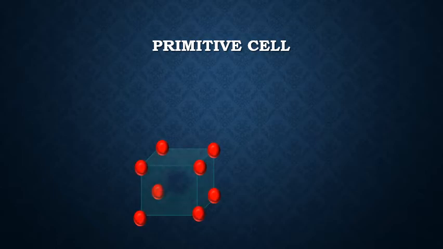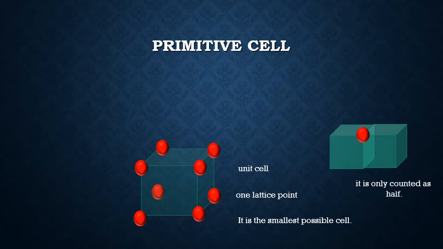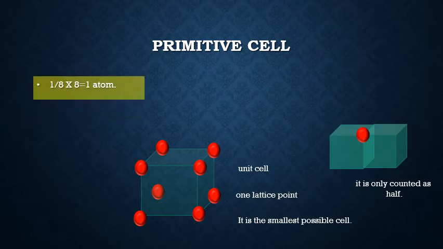Primitive cell. A primitive cell is a unit cell that contains exactly one lattice point. A primitive cell is the smallest possible cell. If there is a lattice point at the edge of a cell and shared with another cell, it is only counted as half. Accordingly, a point located on the corner of a cube is shared by 8 cubes, and would count as 1 by 8, into 8, equals 1 atom.